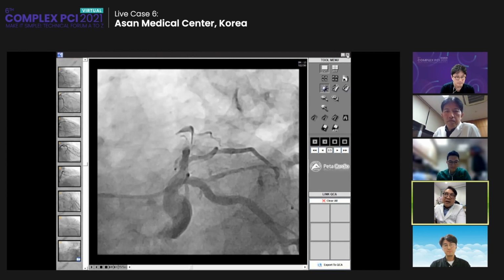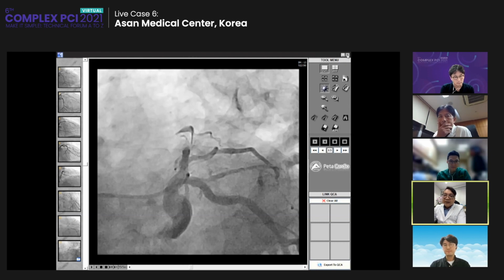So therefore, the antegrade wire may go into the subintimal space easily, which was created by the previous interventions. If the wire goes into the subintimal space, and also the CTO lesion ends before the bifurcations, there may be a chance of losing the major diagonal branch. So therefore, if you go to the subintimal space, I would suggest we go to the retrograde approach earlier.